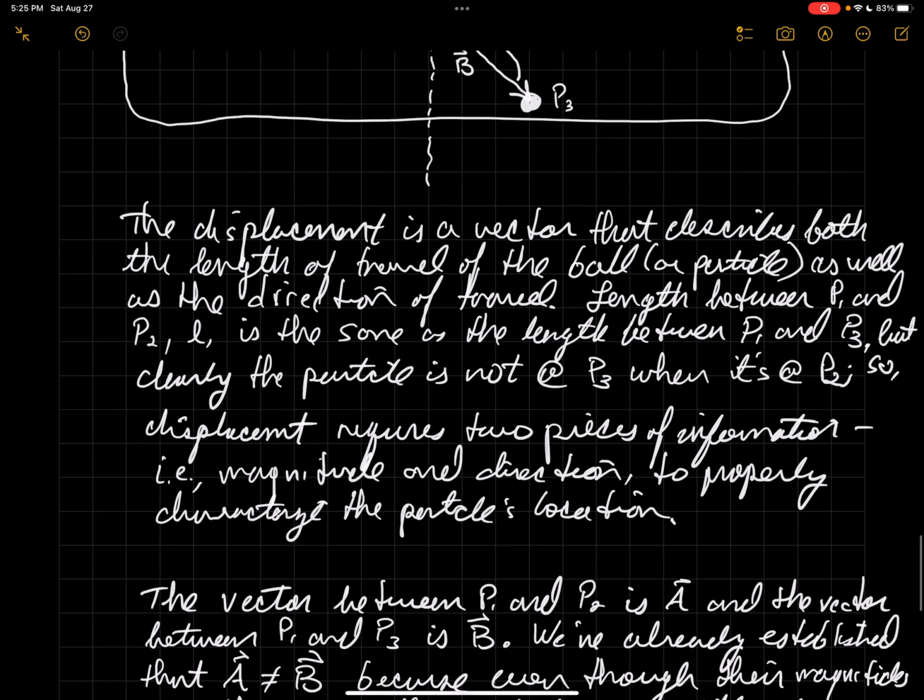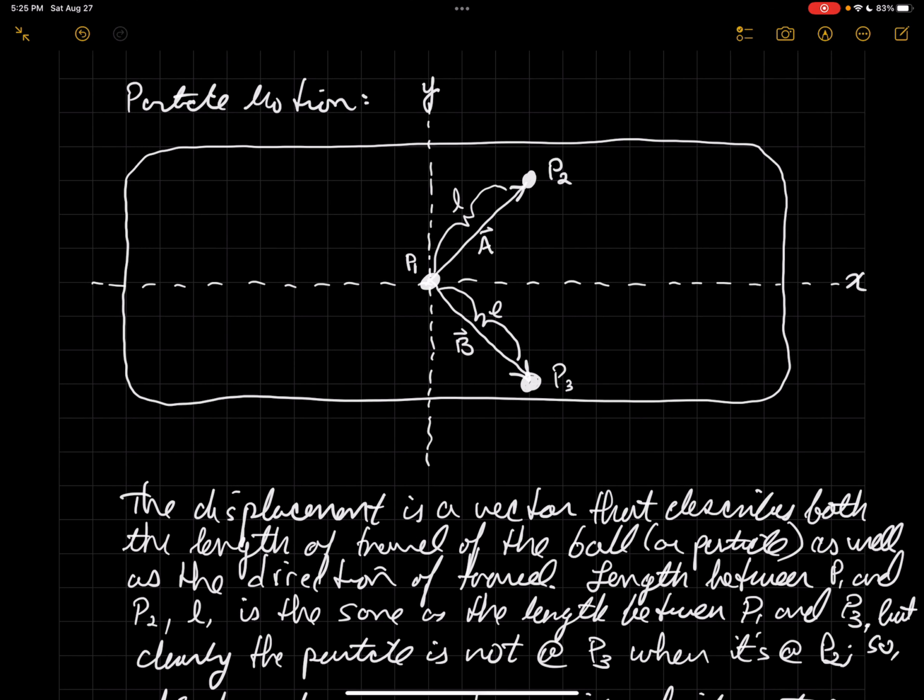So we've defined a vector, say vector A, which describes the displacement of a particle as it moved from location P1 to location P2. And we've defined a second vector, vector B, which describes the displacement of a particle as it moves from P1 to P3. And of course, because P2 does not equal P3, that necessarily means that vector A does not equal vector B, despite them both having the same length. Okay?